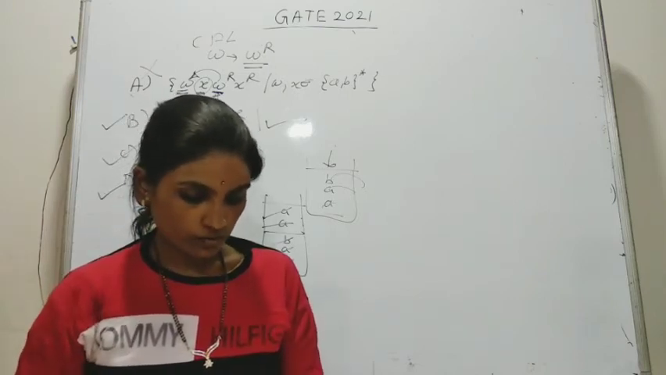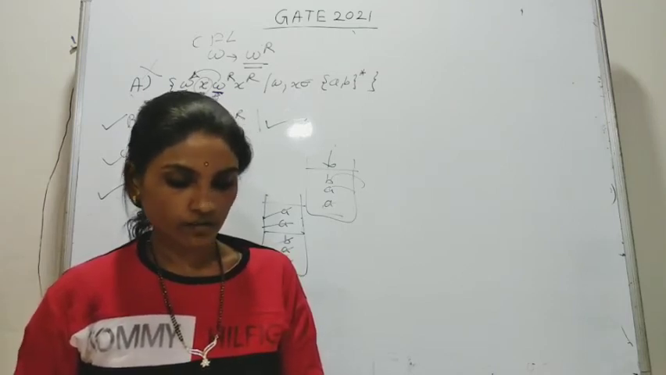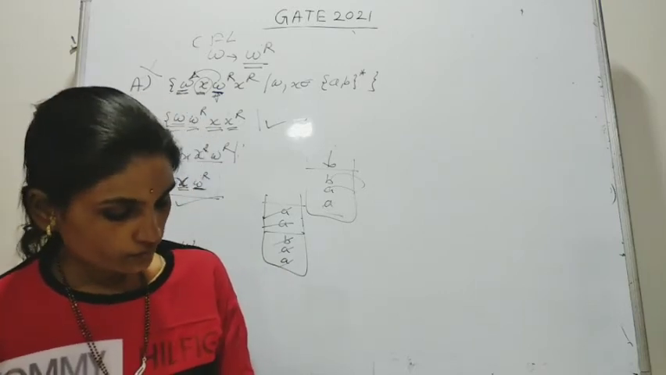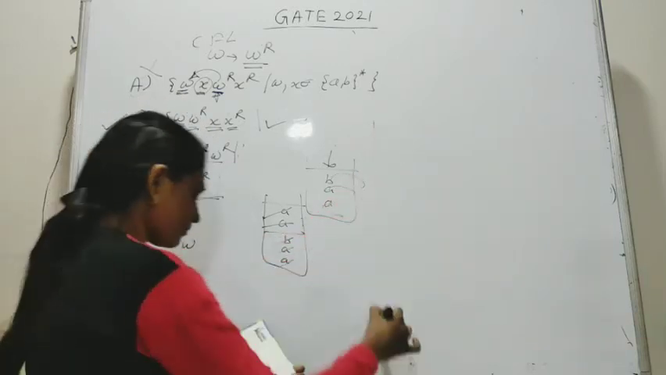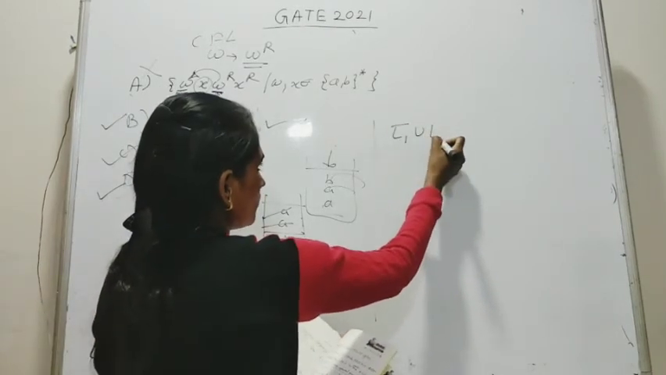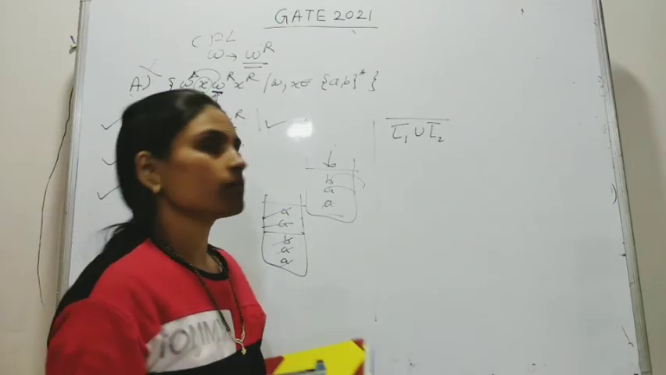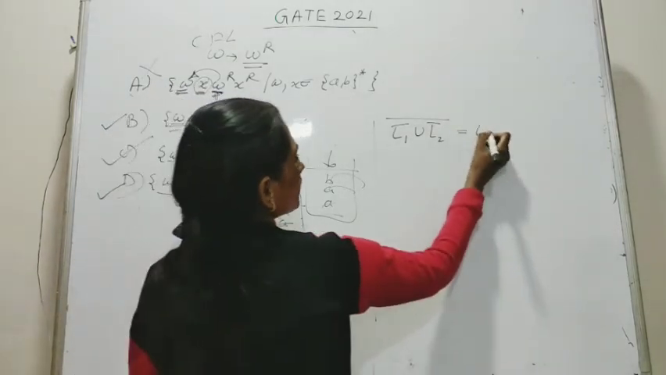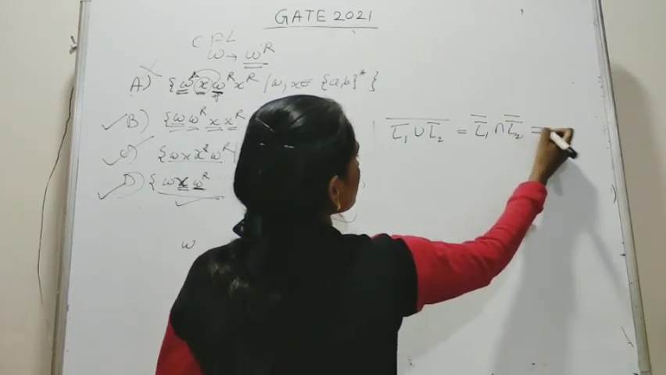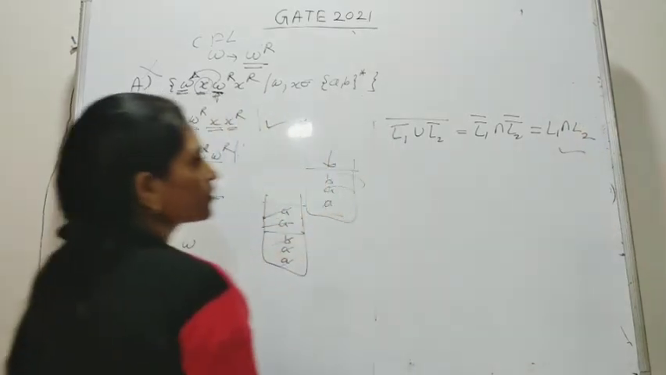Another question of TOC. L1 is a regular language and L2 is a CFL. So which of the following is true? L1 bar union L2 bar, bar. So this is a CFL. As we saw in these, we get L1 double bar intersection L2 double bar, which gets cancelled. So L1 intersection L2. This is a CFL.